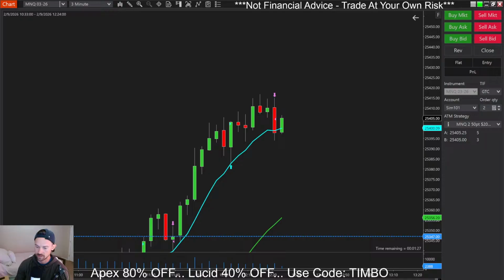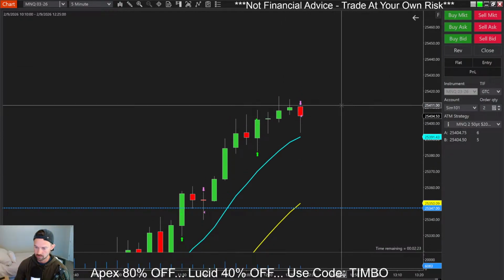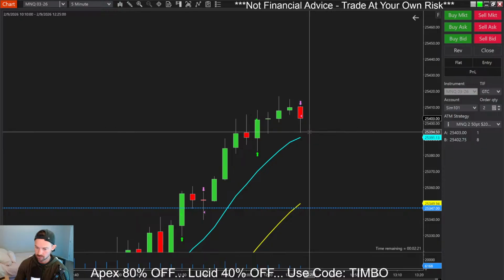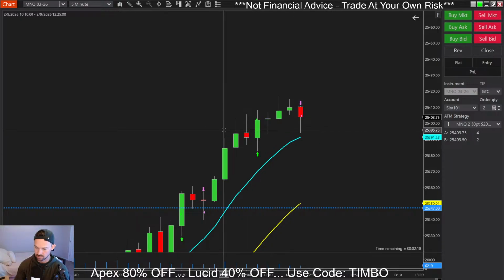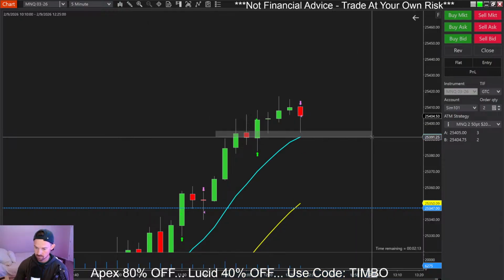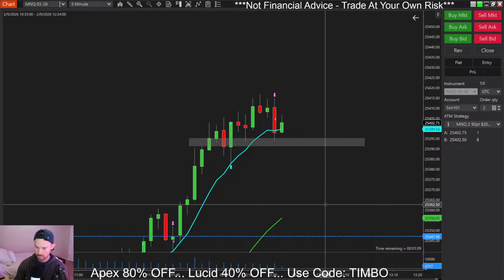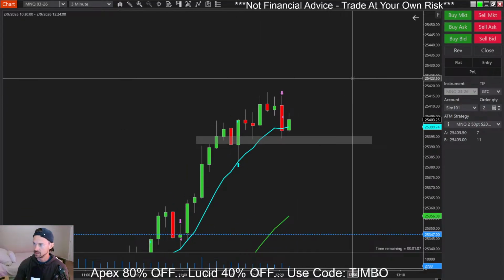Looks like this 5 minute, they're trying to kind of wick it. Kind of came back to retest this little area. There's kind of a little resistance, kind of turning into support now. But it's just not a lot of range right now to be playing anything, to be honest.